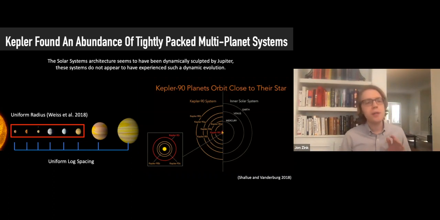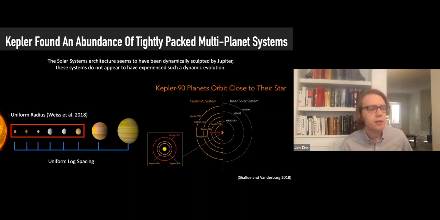So this was one of the really interesting findings of Kepler, and it really kind of opened our eyes to thinking about, like, okay, well, these systems are far different than our own solar system. There must be maybe some different unique formation theories underlying causing this.